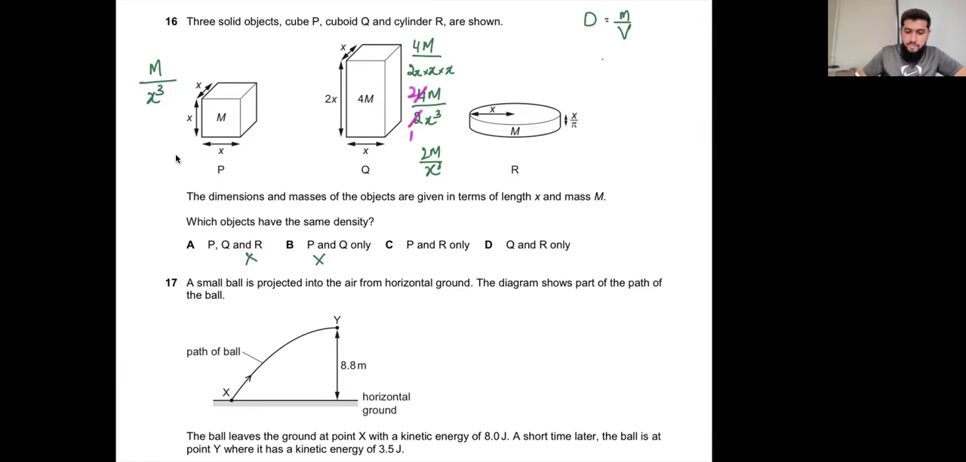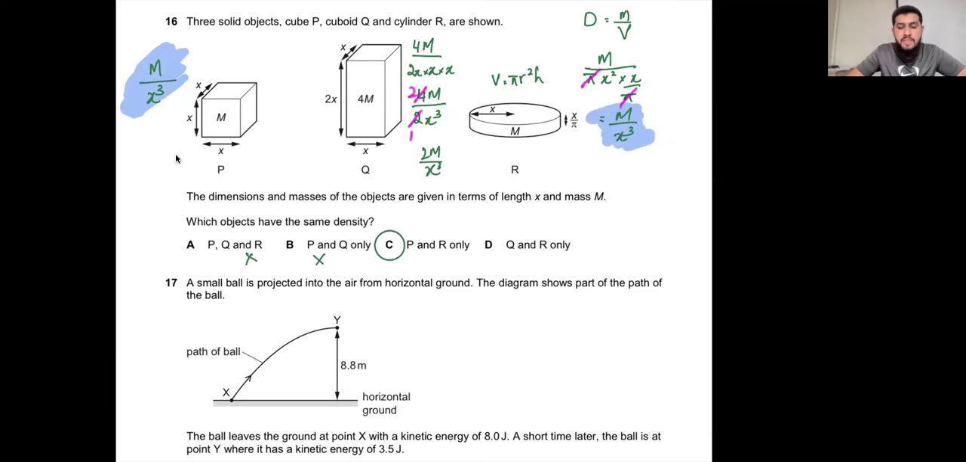When you talk about R, mass upon volume, volume will be pi r squared h, pi x squared into height being x upon pi. So the pi's cancel out and you end up with m upon x cube, which is exactly identical to P. So P and R have the same density. Q, on the other hand, has a density which is 2 times the density of P and R.